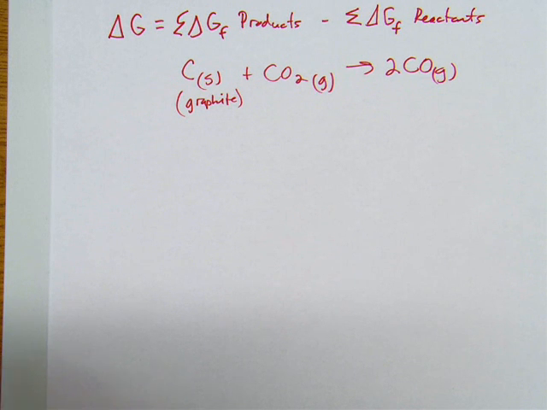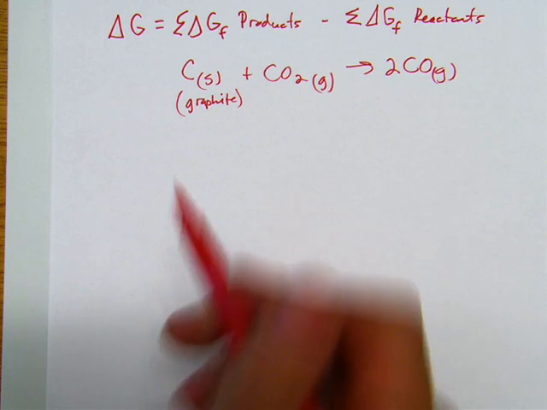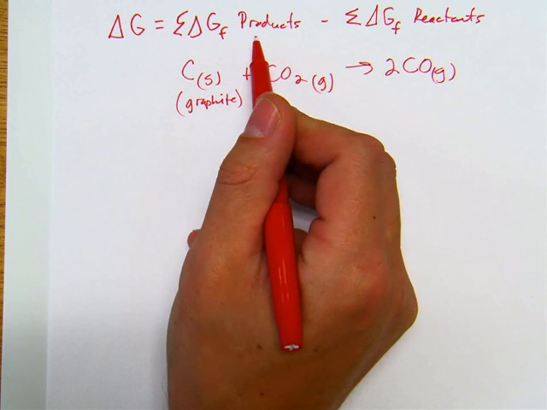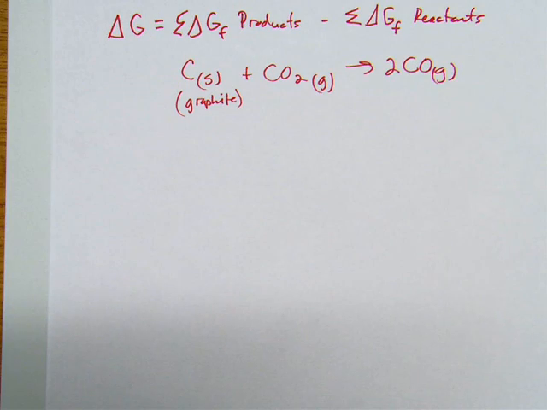Alright, so here's the problem. Well, we can find delta G by taking the sum of the products minus the sum of the reactants, just like we can with delta H, just like we can with delta S. They all have the same exact process. It's that whole idea that they're a state function. It doesn't matter how we get there. The ending point is the same.